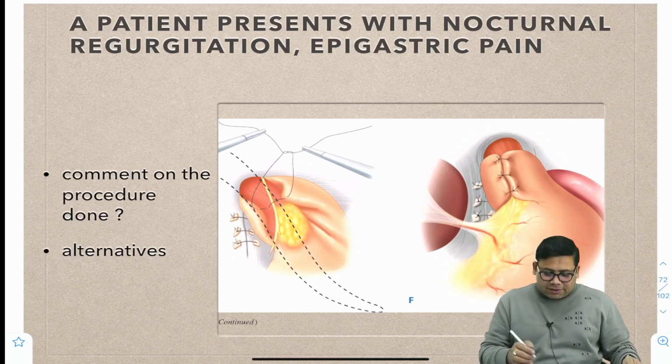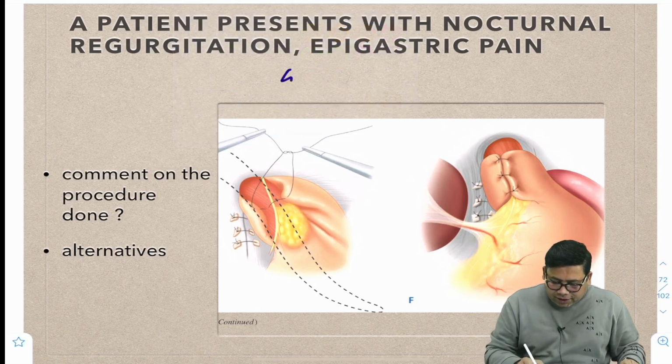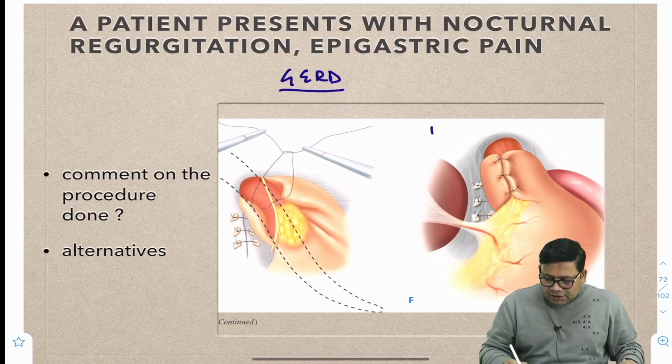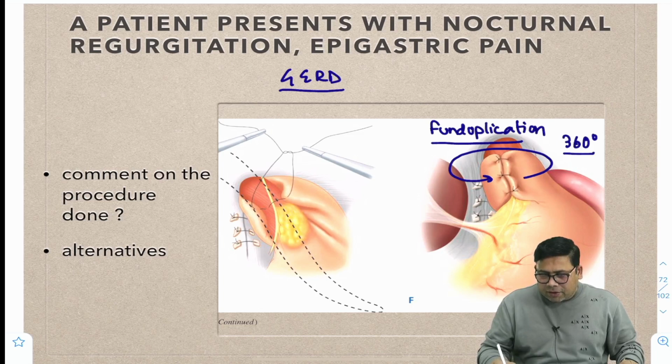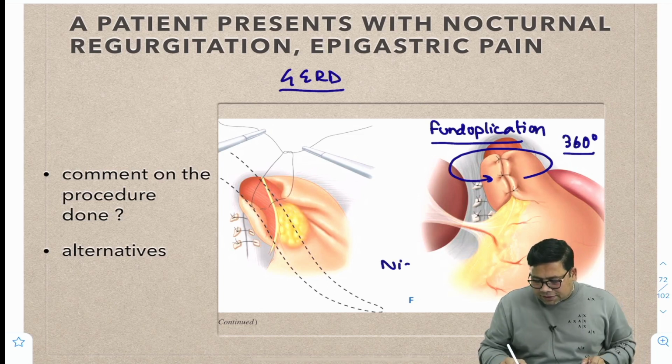So yes, this is a patient with GERD, and this is a surgery which is known as fundoplication. So what is this fundoplication? Since you can see a 360 wrap, this is a 360 degree wrap. So this is what is known as Nissen's fundoplication.